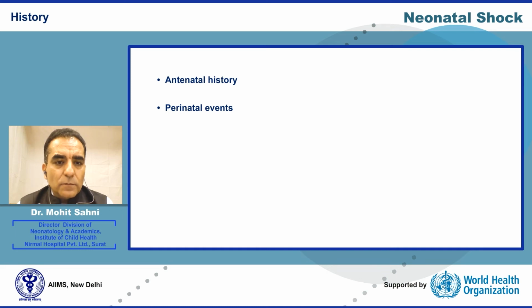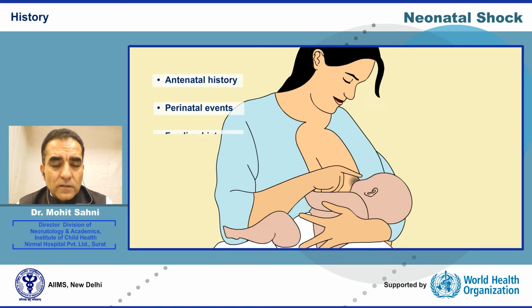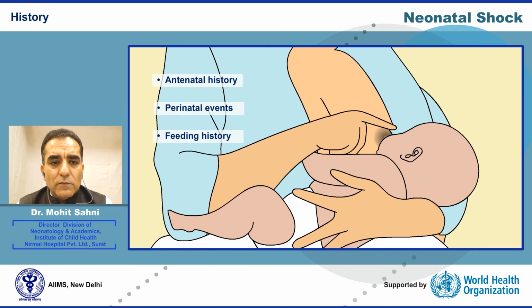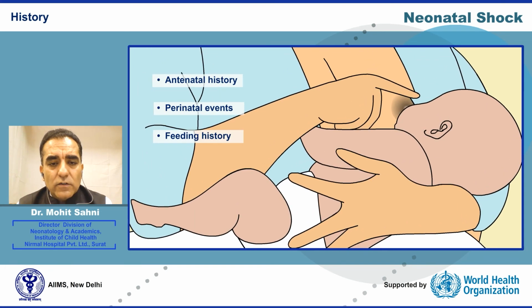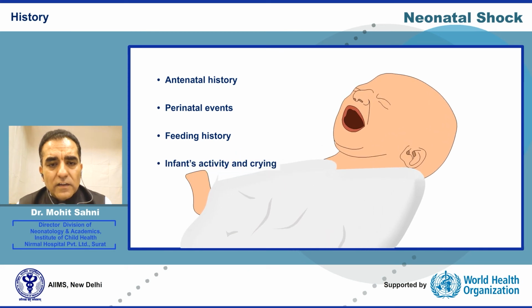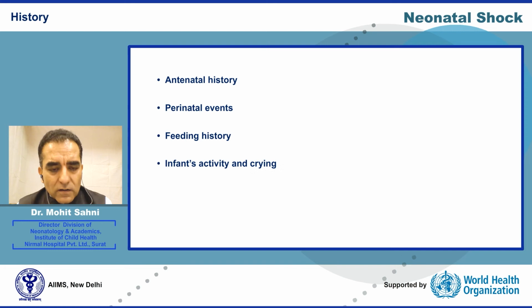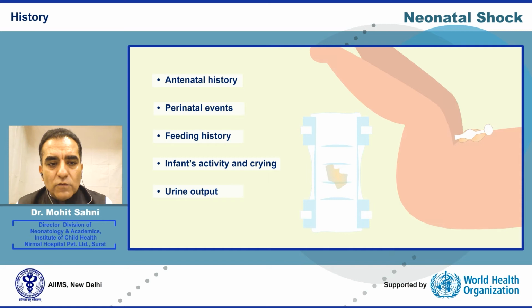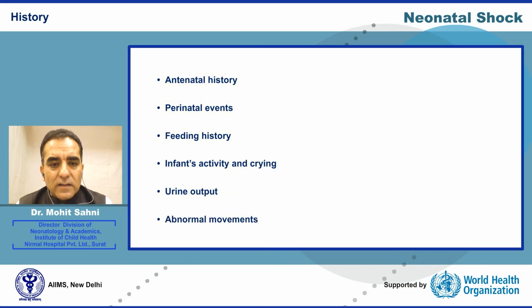Then you should ask about perinatal events, whether there was some asphyxia at the time the baby was born, and now the baby has presented with seizures and shock. Feeding history, why is it important? Because that tells you whether the baby was active and properly feeding, say 8 to 10 times in a day. And the cry activity is a normal activity which tells you whether the baby is hemodynamically stable or not. Urine output, we ask whether the baby passes urine 6 to 7 times in 24 hours or not. And abnormal movements, for example in asphyxia, the babies may present only with seizures and then they can present with shock.